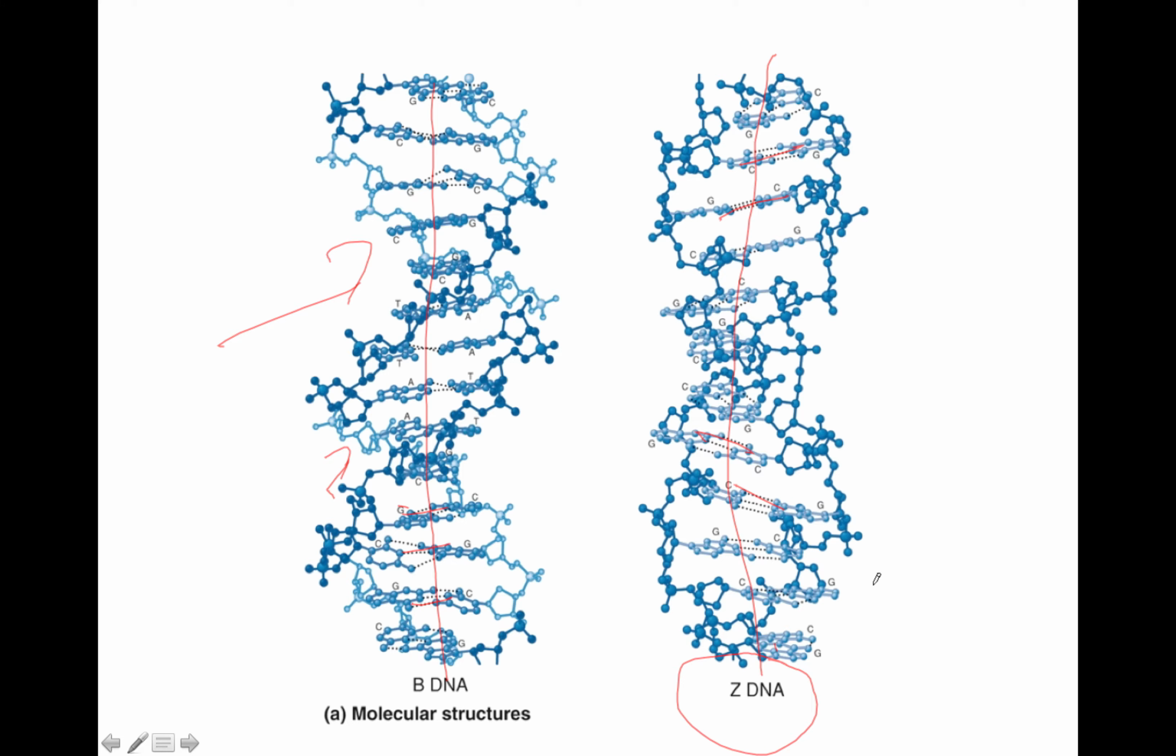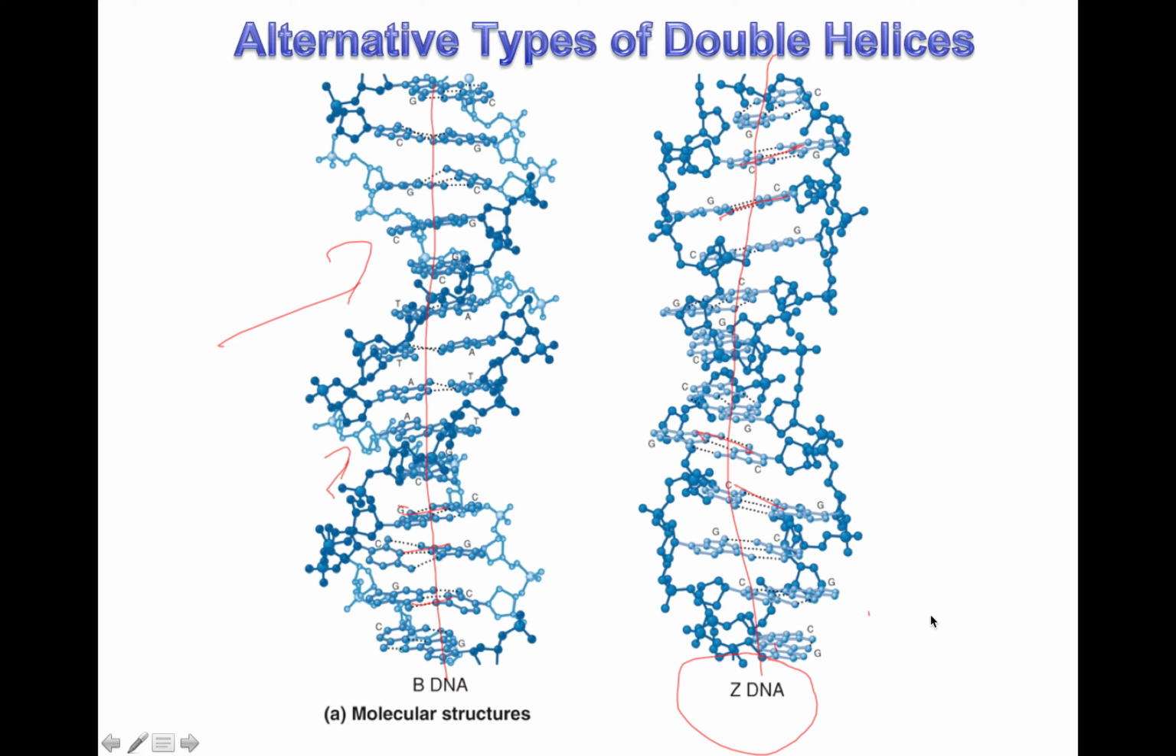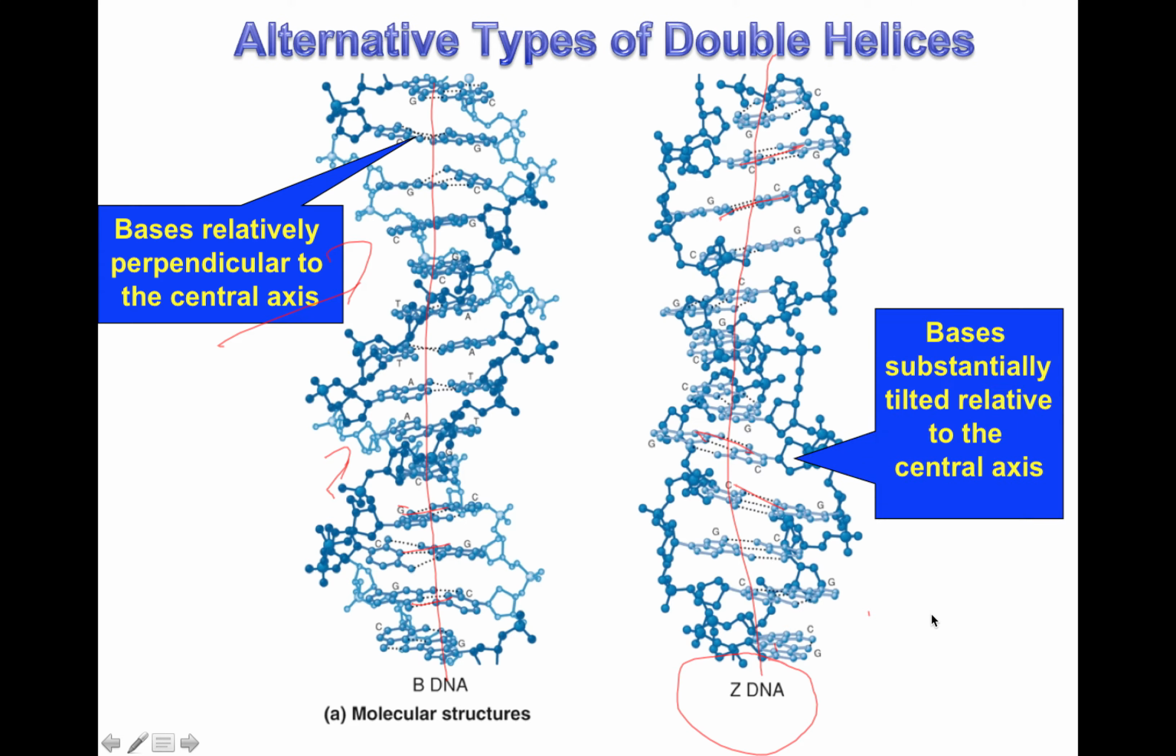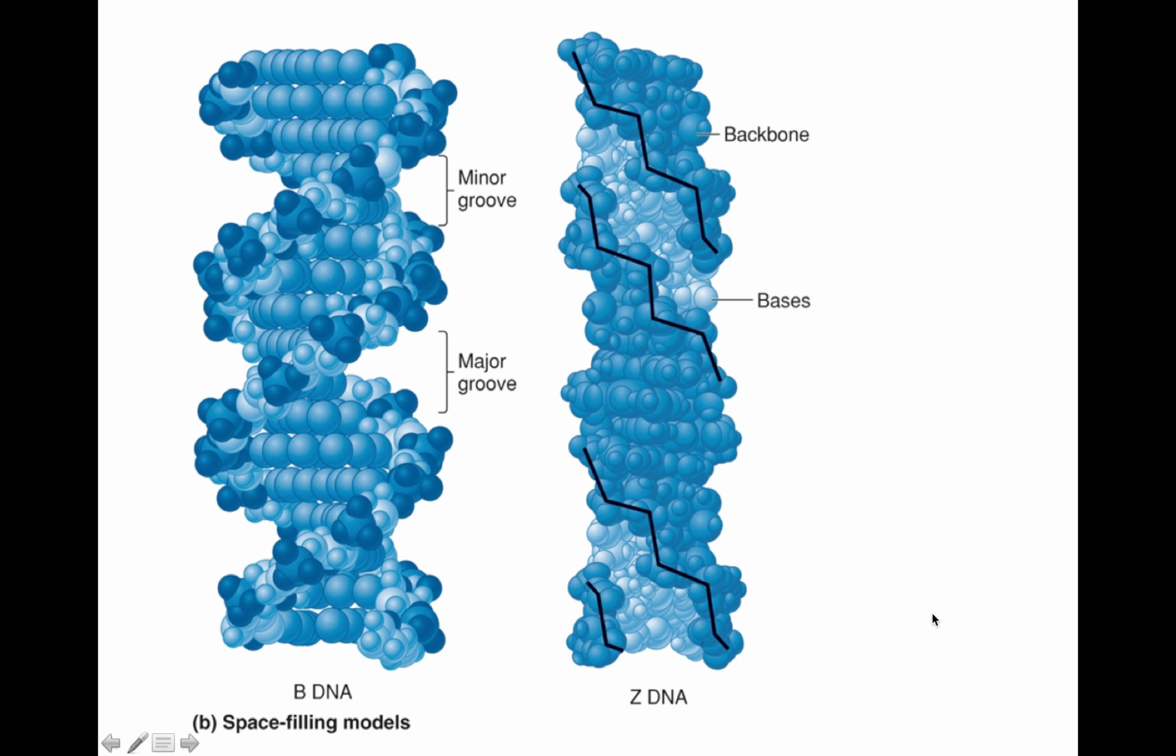And like I said, it will pop up in the literature. You may encounter it in your readings, but it's largely an artifact of experimentation. Okay, and this is a space-filling model that shows that the backbone also of Z DNA is in a zigzag pattern, whereas in B DNA it's nice and smooth. It goes all the way around like that.